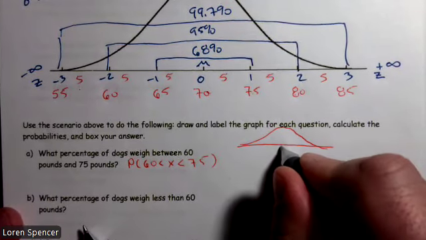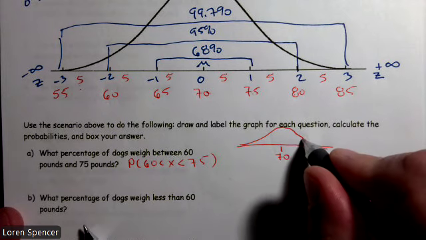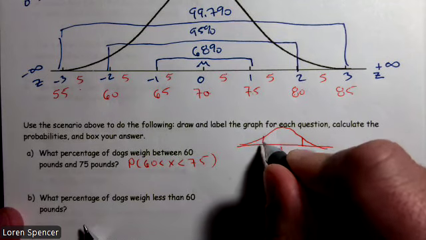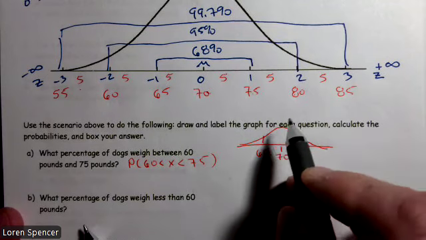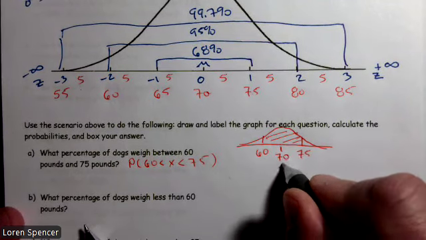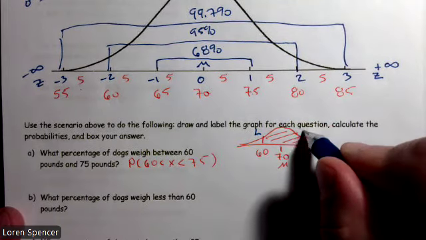our mean is at 70, but we wanted it all the way up to 75 and all the way down to 60. And we're looking for this area right here. This happens to be my lower bound, and this happens to be my upper bound.